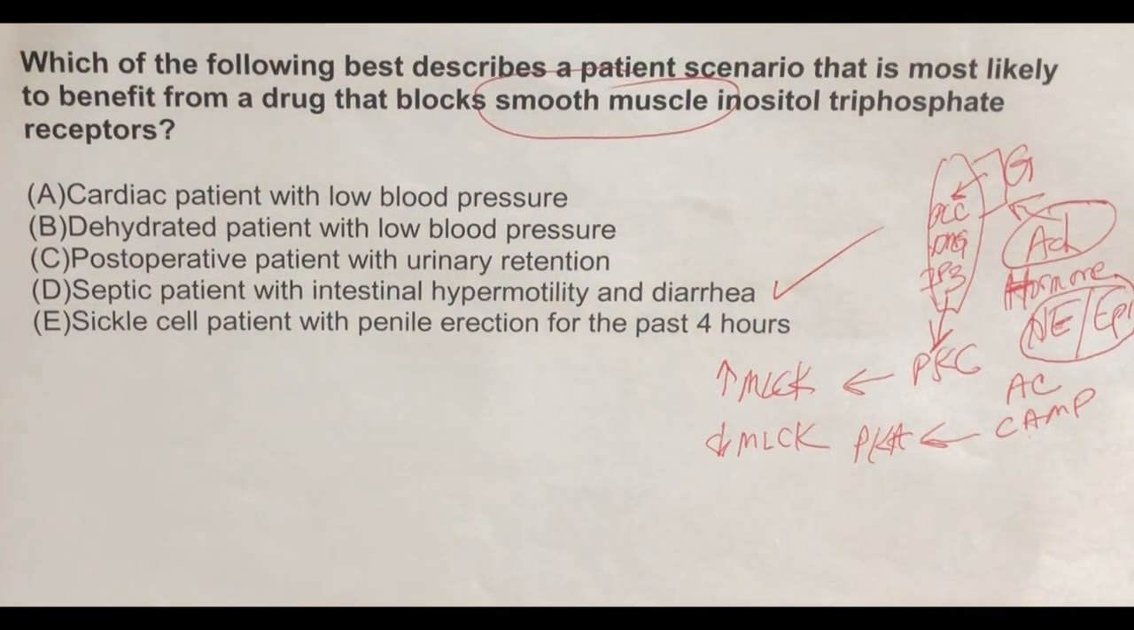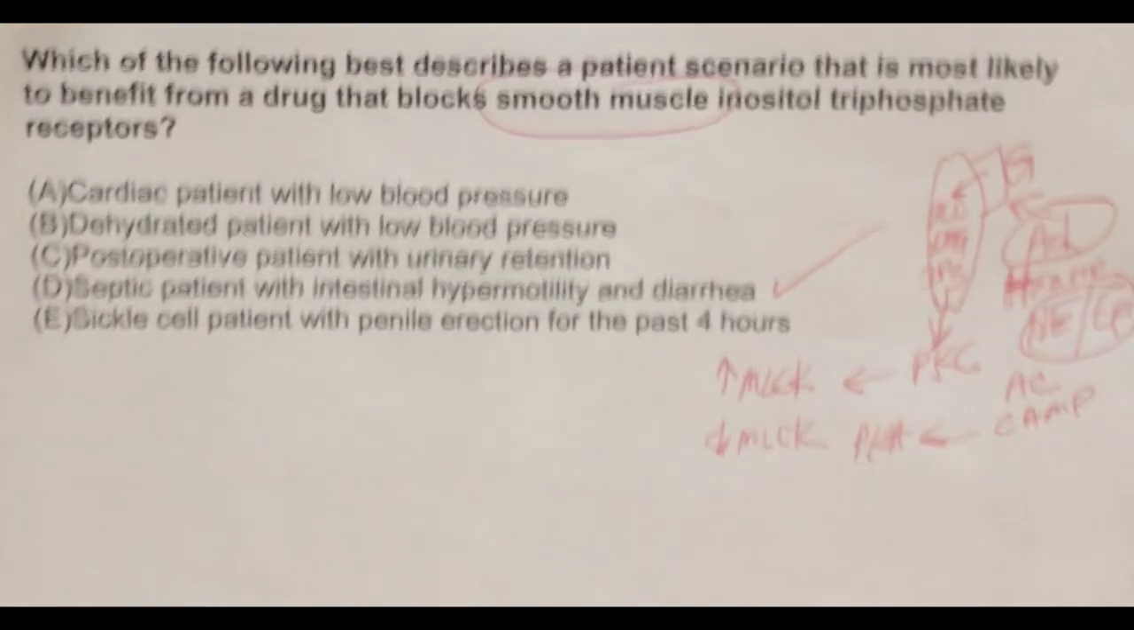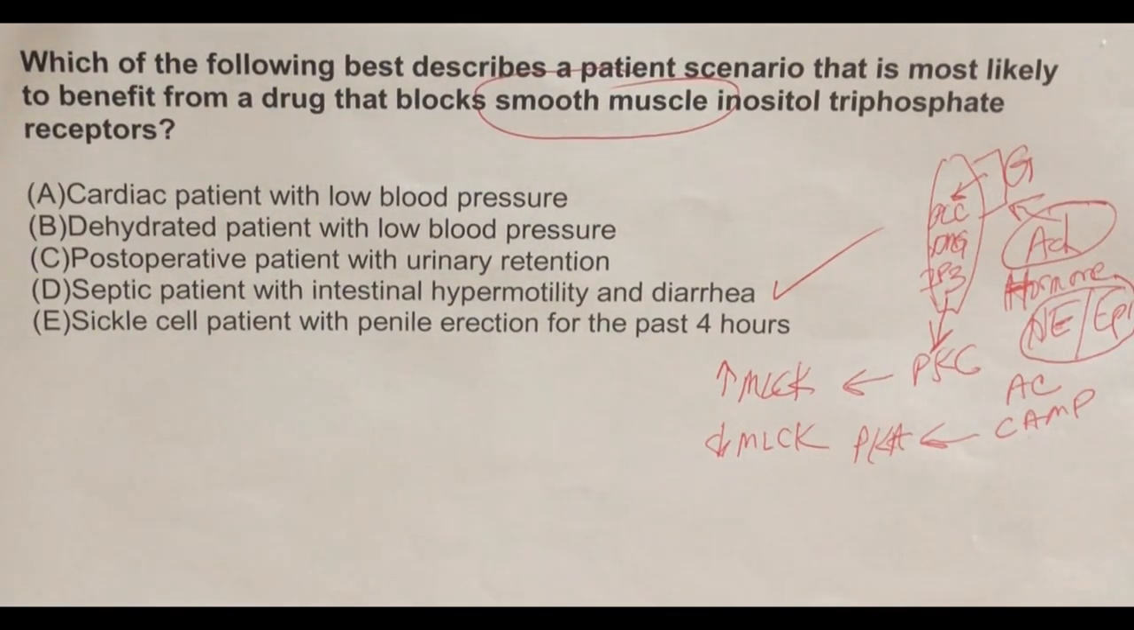Sickle cell patient with penile erection for the past 4 hours. Well, penile erection is a state of increased blood flow to the blood vessels inside the penis, an area called the corpus cavernosum, which has smooth muscle. And so increased blood flow we get from vasodilation, just like A, B, and C were associated with relaxation of smooth muscle. So is penile erection, relaxation of smooth muscle, so we get more blood flow. Therefore, it's a no-brainer at this point that intestinal hypermotility and diarrhea are different from A, B, C, and E, in fact, opposite to it. And so it certainly seems that's the best option.